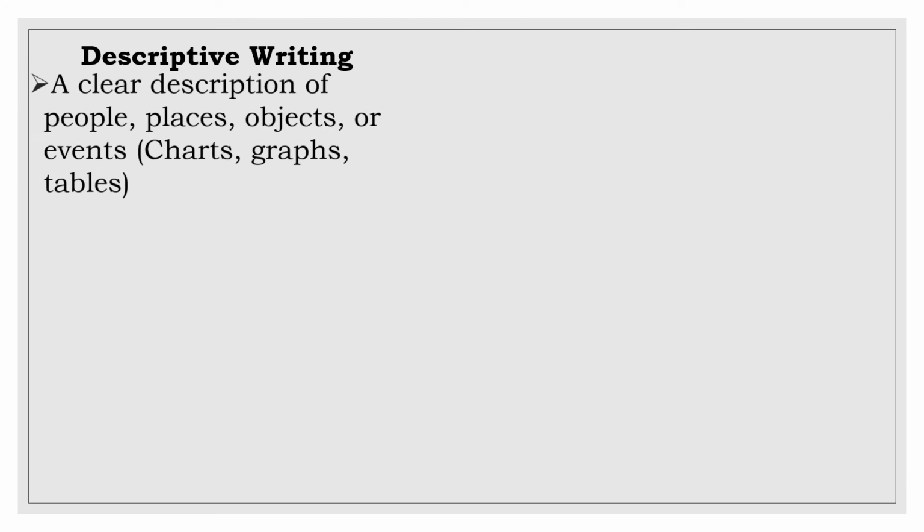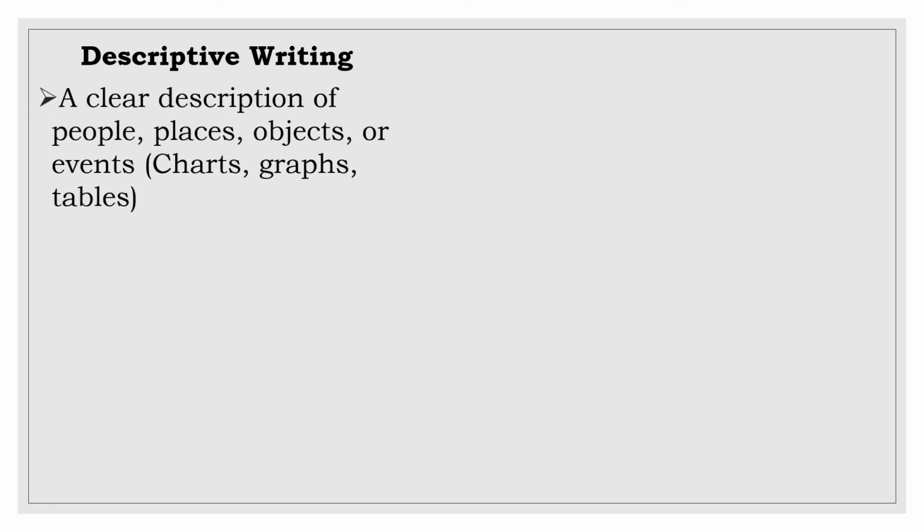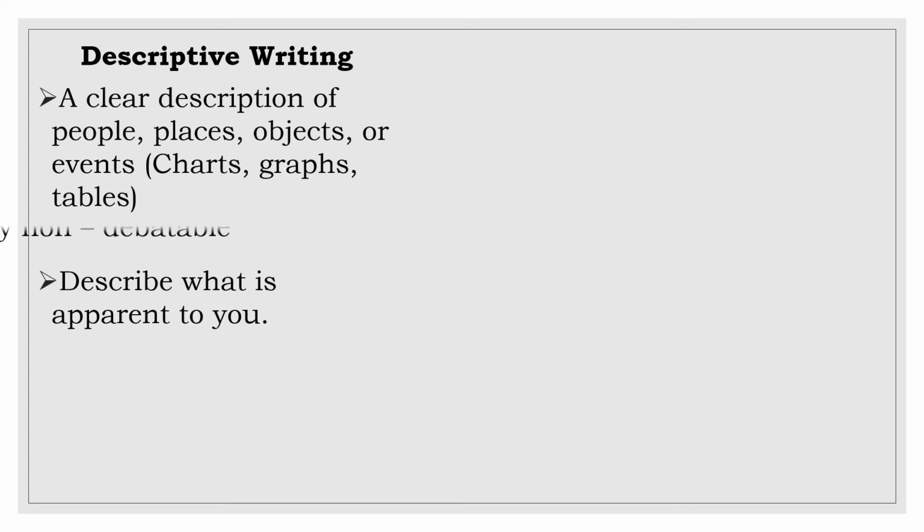So let's begin by describing what is descriptive writing. Descriptive writing is when you make a clear description of people, places, objects, or events, charts, graphs, tables, statistics. You describe what's apparent to you, what's in front of you, what you can see. You don't go beneath the surface.